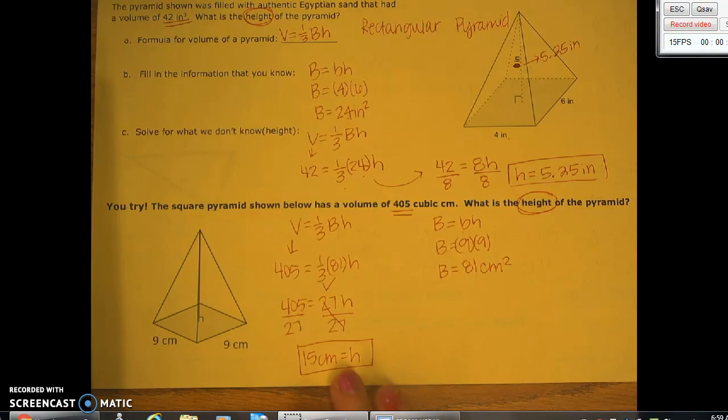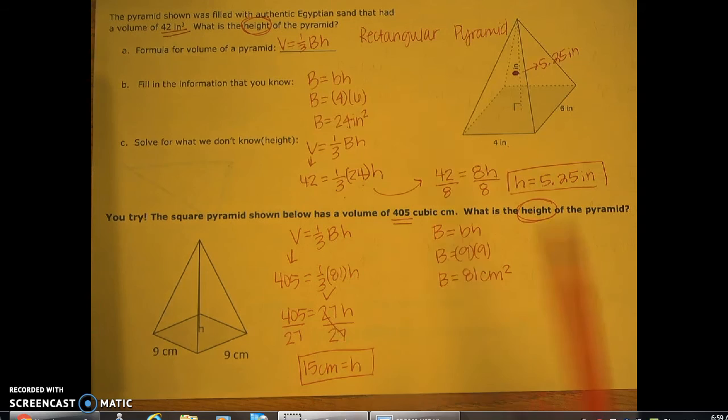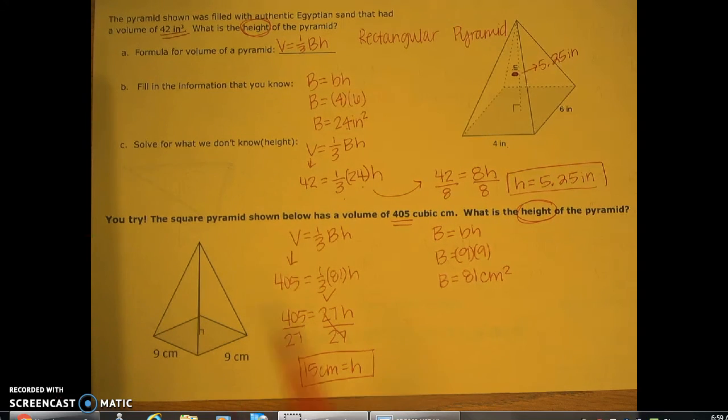All right, so just like we did for the first one, you should have started by writing your formula. You know it's a pyramid, so you know to find the volume of the whole thing, which is 405, we had to do area of base times height divided by 3. We know we can go ahead and find the area of the base. We see it's a square. I can just do base times height, so 9 times 9 gives me an area of 81 centimeters squared.